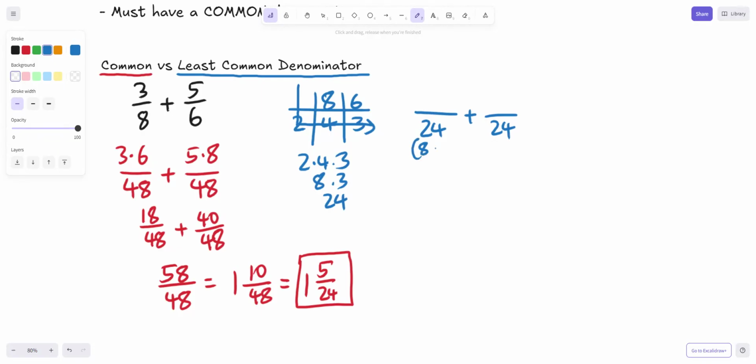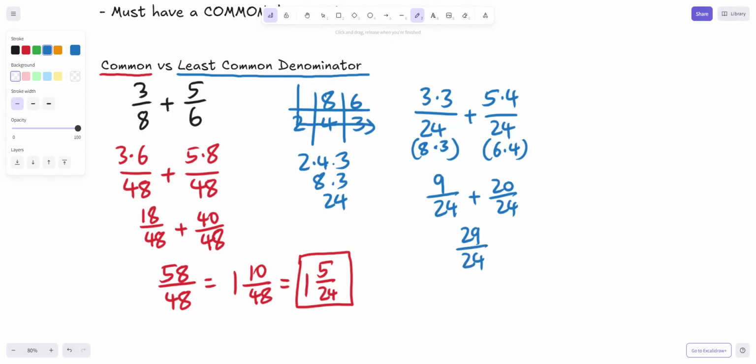Because this is 8 times 3, and this is 6 times 4, which means on top it's 3 eighths times 3 and 5 sixths times 4. This becomes 9 over 24 plus 20 over 24. 29 over 24, which is equal to 1 and 5 over 24.